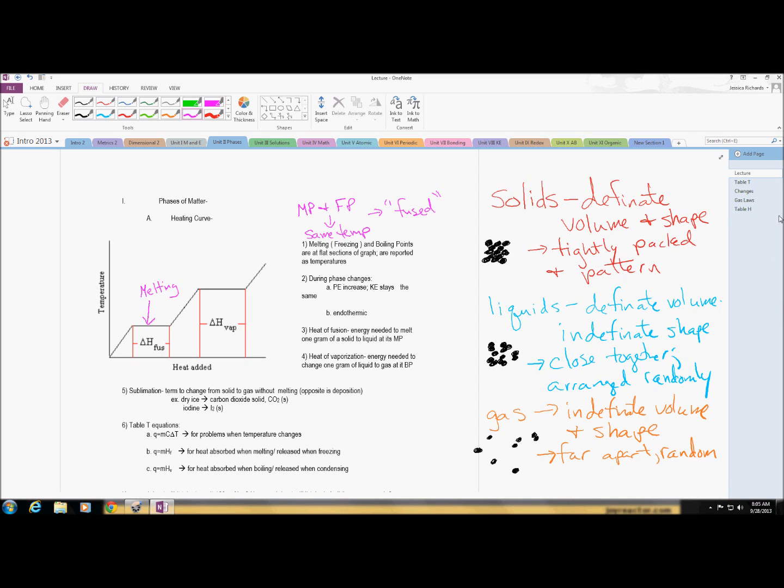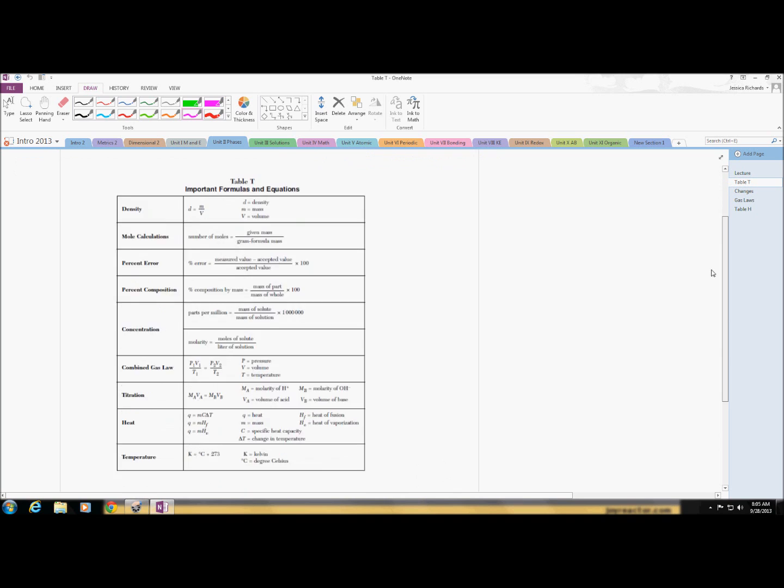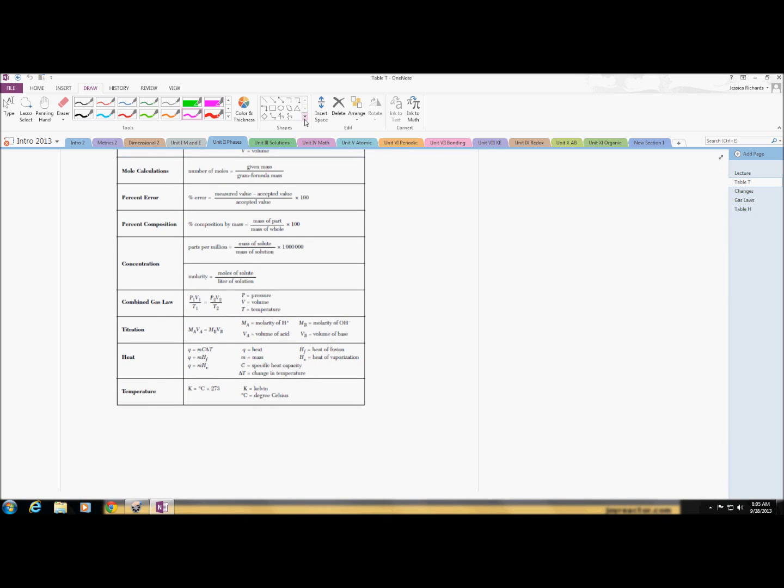So take a second and grab your reference tables and go to the back side. Go to Table T. And we're going to go all the way down to the bottom of Table T. And we're going to zoom in a little bit here.